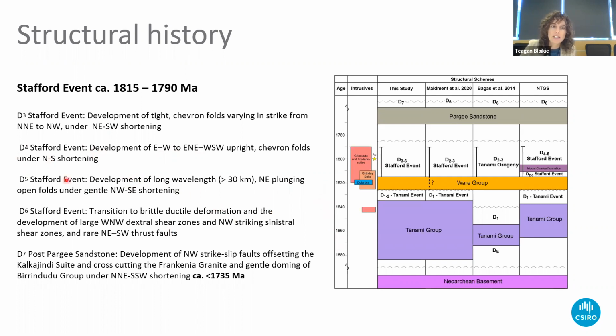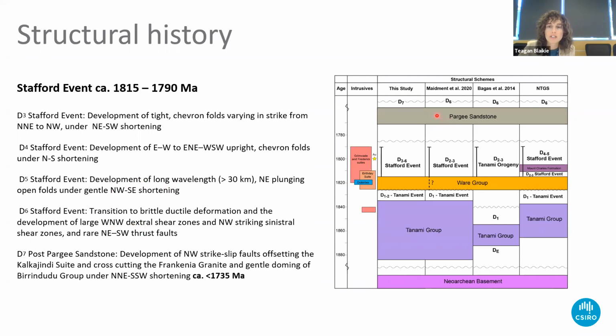And then finally, we have the transition to the brittle ductile deformation, transcurrent tectonism, and the major period of gold mineralization during the development of west-northwest striking dextral shear zones, northwest striking sinistral shear zones, and more rare northeast-southwest striking thrust faults, which we didn't touch on so much during this presentation.